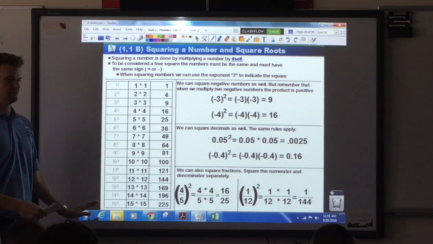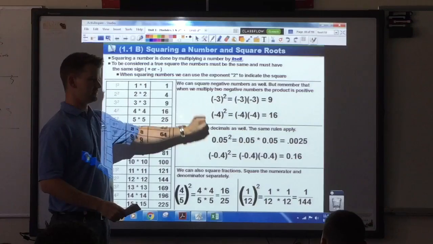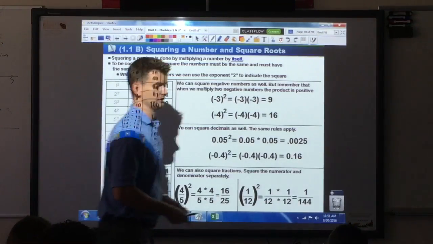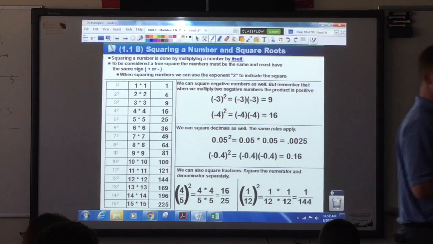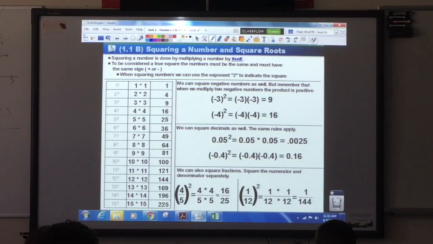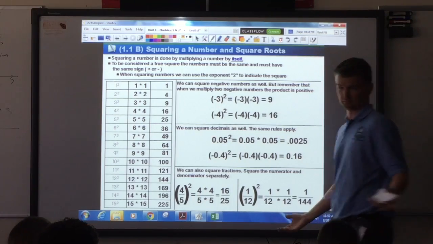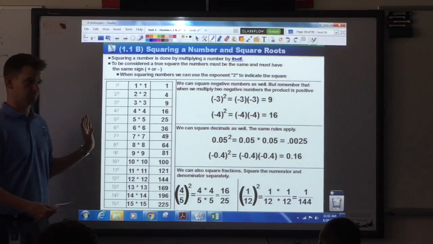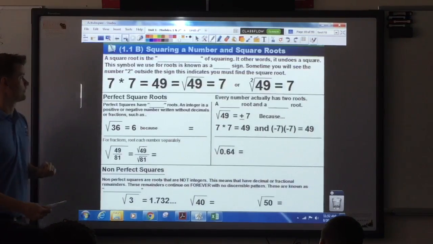We square positives. We square negatives, decimals, fractions. It's not difficult stuff. You simply follow the rules. You take your time. You remember that 2 negatives make a positive. 2 positives make a positive when we're multiplying. Because whenever we're squaring, we're multiplying. Questions on the first slide? No? Okay. So, we squared.